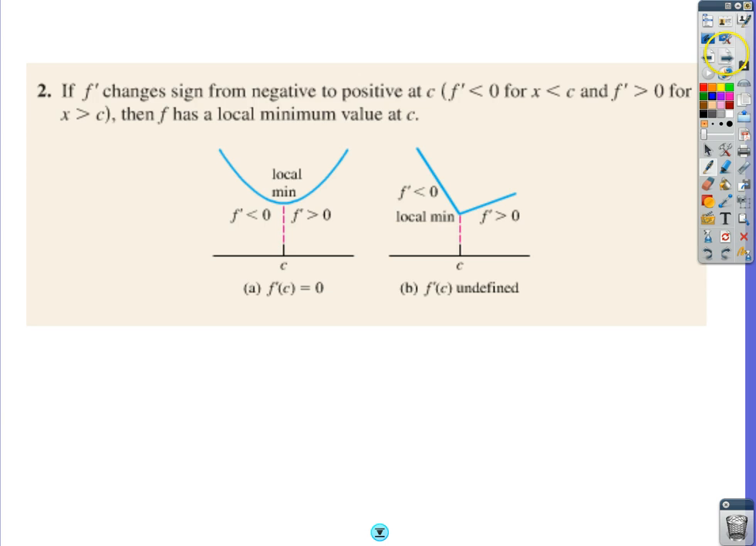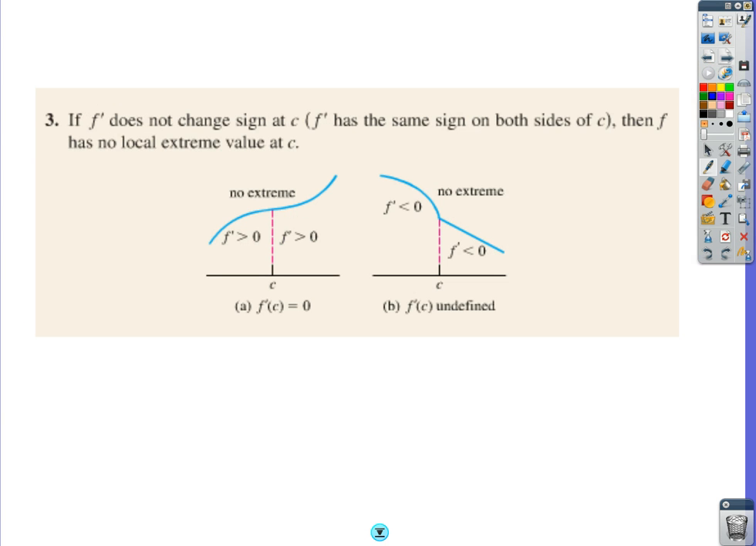Okay, so then I come here and I take a look. What happens now if f prime does not change sign? Well, if f prime does not change sign, in other words, f goes from increasing to increasing, or f prime is positive to positive, then there is no local extreme value. There's no local minimum or local maximum.